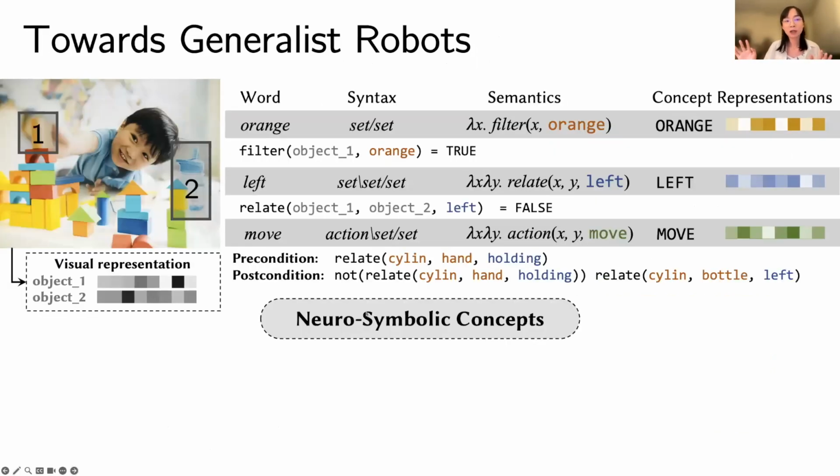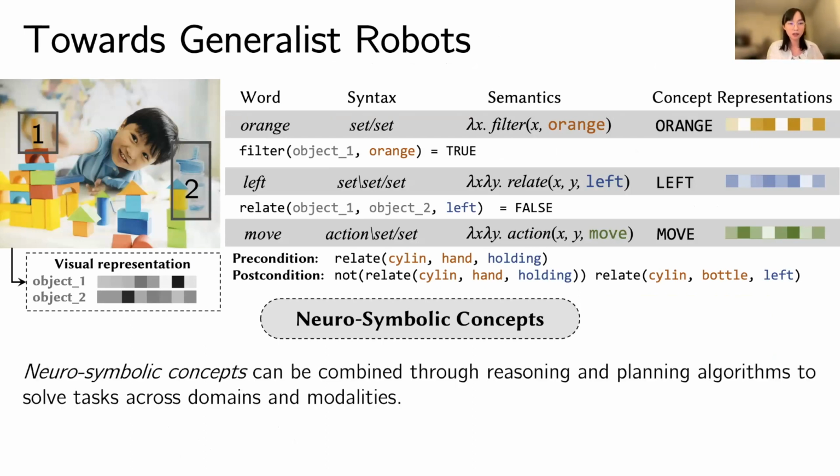So I've been talking about this idea of using neurosymbolic concepts towards building more generalist robots. Here, I want to give a very quick summary about things we have talked about so far. I've been talking about neurosymbolic concepts and how to combine them through different reasoning and planning algorithms to solve tasks across different domains and modalities.